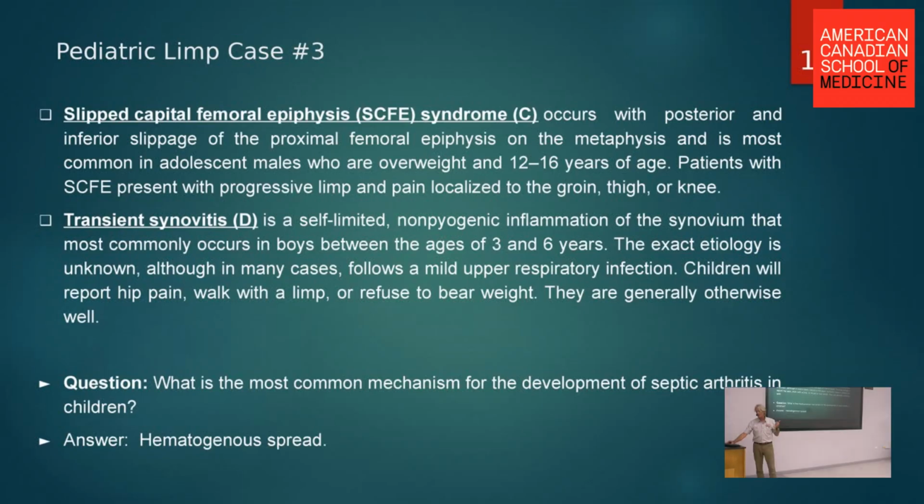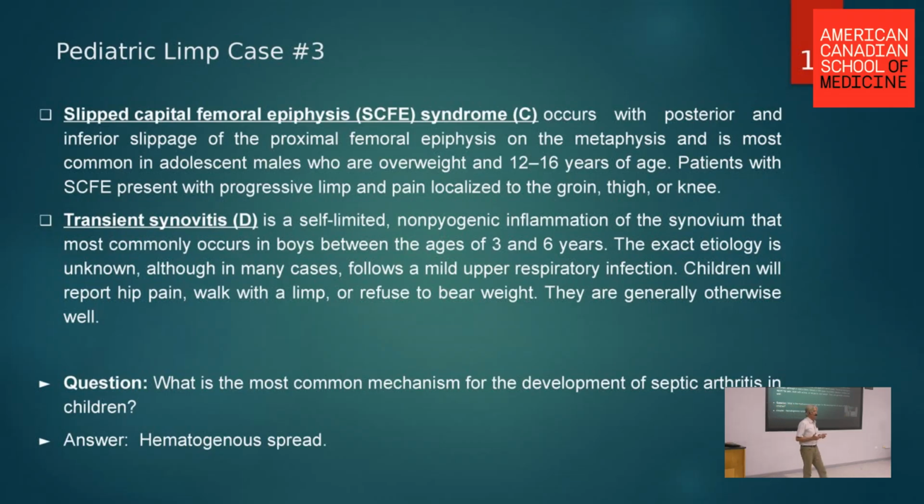So we talked about 3 or 4 different conditions: transient synovitis, SCFE, and septic arthritis. So when a child comes in limping, refusing to bear weight on a leg, those are a couple of things that need to be in your differential. And again, take that history.